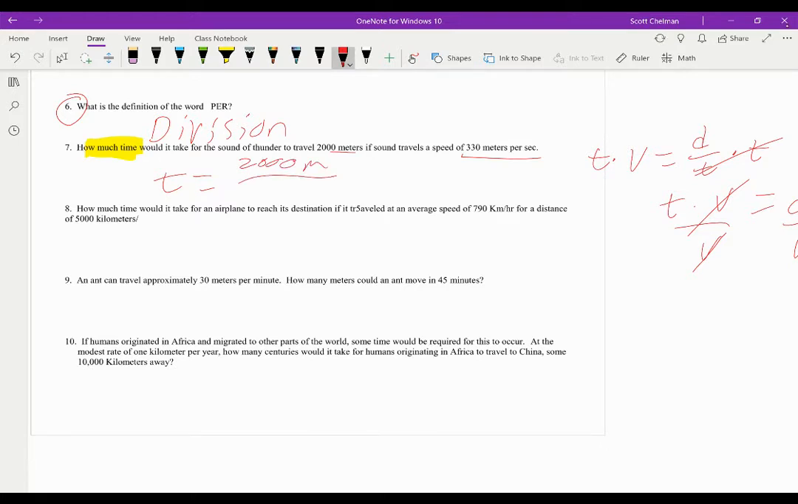Divided by 330 meters per second. Those meters will cancel, and seconds is in the denominator, so it's going to go to the numerator. And 2,000 divided by 330 is what? 6.1 seconds.